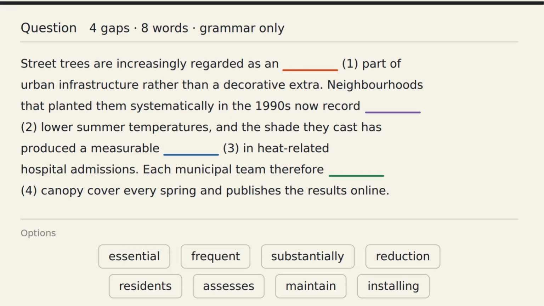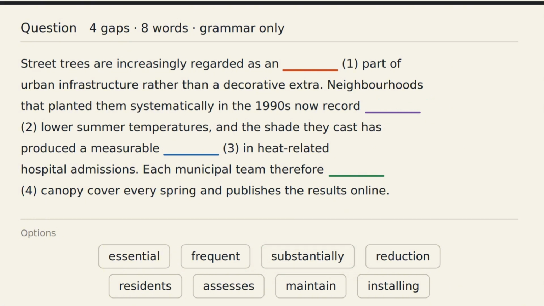Gap 2. Look at gap 2. Right next to the gap is lower. That's an adjective. So what can describe an adjective? An adverb. And look at our options. Only one ends in ly, substantially. Okay, and notice, I still don't really need to know what the whole sentence means. That's the point.